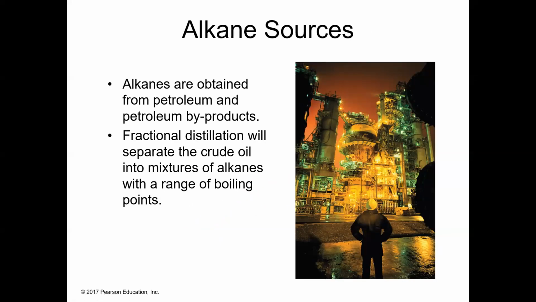Alkanes are obtained from natural gas and petroleum. The primary method to separate the products in crude oil is something we're going to be doing in lab tomorrow, and that's fractional distillation. We'll also be doing simple distillation, and we'll compare the two. But fractional distillation separates compounds based on boiling points.